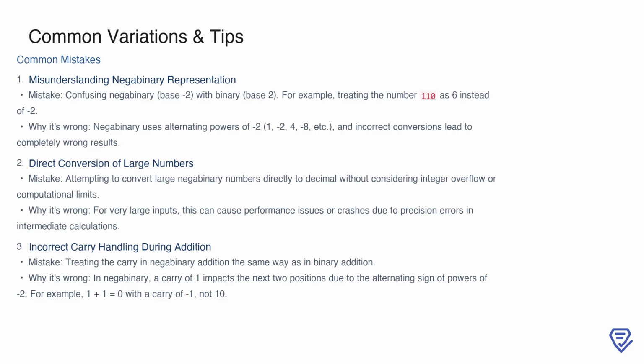Another critical mistake is improper carry handling during addition. In Negabinary, the carry doesn't behave like it does in binary. For instance, when you add 1 and 1, the result is 0 with a carry of -1 rather than 10. This is because the carry impacts not just the immediate next position but also the one after that, due to the alternating sign of powers of -2. Understanding these nuances is essential to avoid such pitfalls.